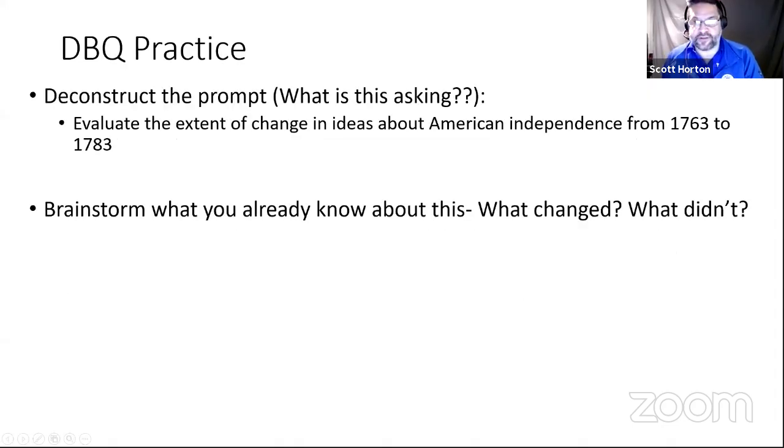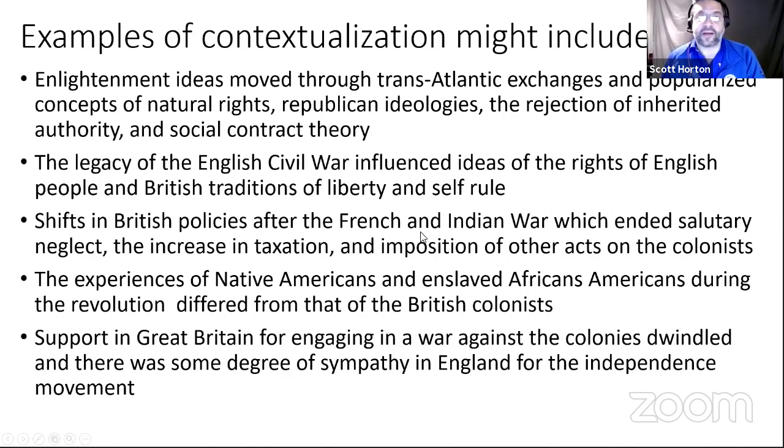So let's think about what the date is here. One easy way to think about contextualization is, what's the background story? 1763 is an important year in the question. 1763 is the end of the French and Indian War. So that would be a good piece of contextualization for this, right? The Enlightenment is another example that's on the screen you can see here. There's lots of other examples here, and I know we're running a little short on time.